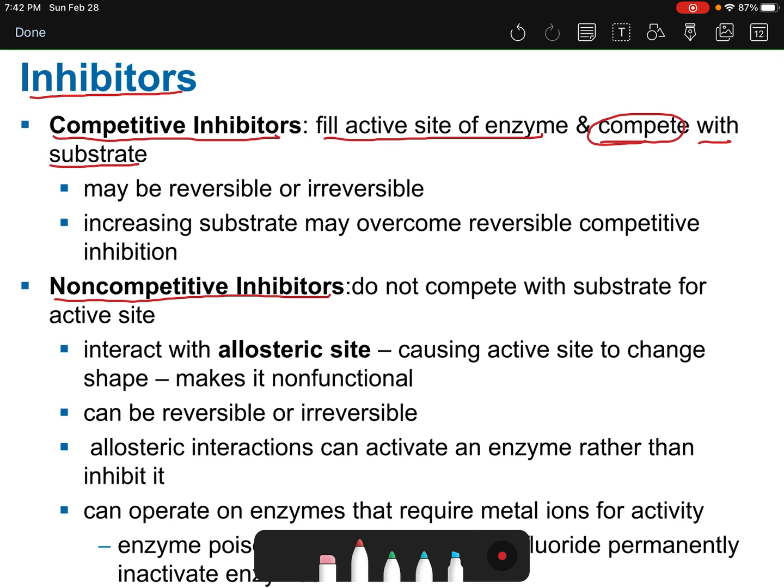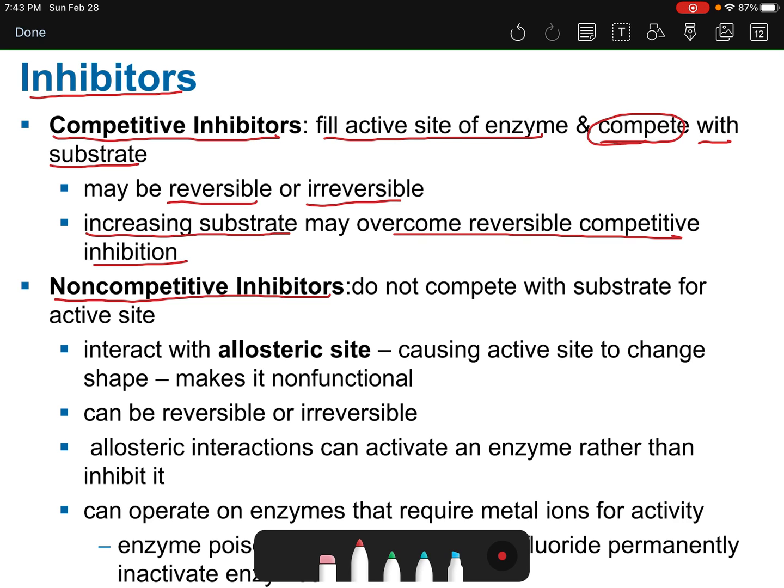So if this was a particular substrate that needed to hook onto that active site so a certain reaction could take place, either a breaking down of a molecule or a joining together of two smaller ones, this can't occur anymore because the competitor has come in and taken the spot. These can be reversible or sometimes irreversible. Sometimes if you increase the substrate, it might overcome the competitive inhibition. If you overwhelm it with more and more substrate, it can crowd out the competitor and take the spot instead.